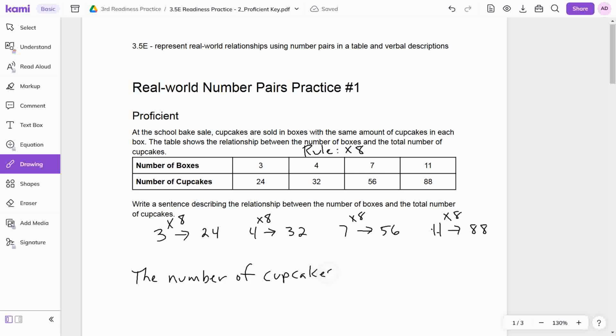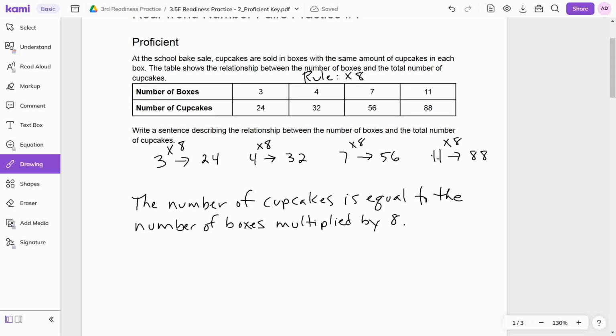So the cupcakes, so the 24, 32, 56, 88 is equal to the number of boxes. And you can say times 8. I'll say multiplied by 8. Either one works. So that's one way that you could write your answer. The number of cupcakes is equal to the number of boxes multiplied by 8, because that's our rule, times 8.